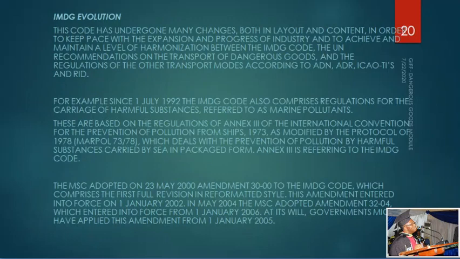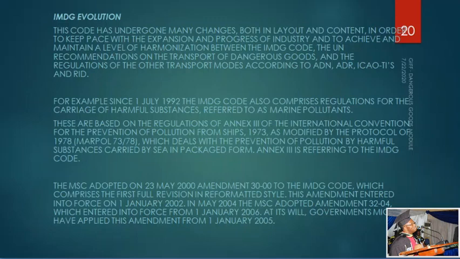So, how did the IMDG evolve? IMDG evolution. This code has undergone so many changes, both in layout and content, in order to keep pace with the expansion and progress of the industry, and to achieve and maintain a level of harmonization between the IMDG Code, the UN recommendations on the transport of dangerous goods, and the regulation of the other transport modes according to ADN, ADR, ICAO, Technical Associations, and RID.